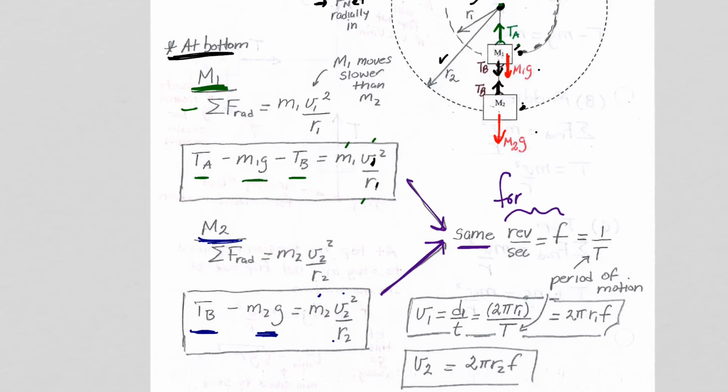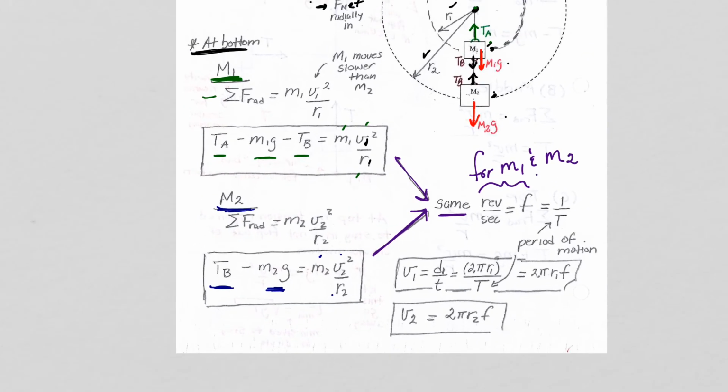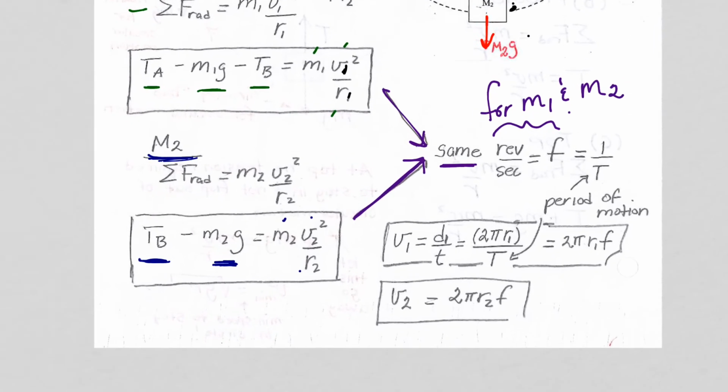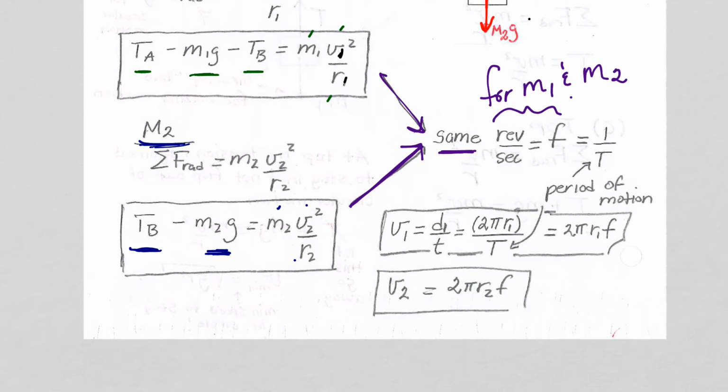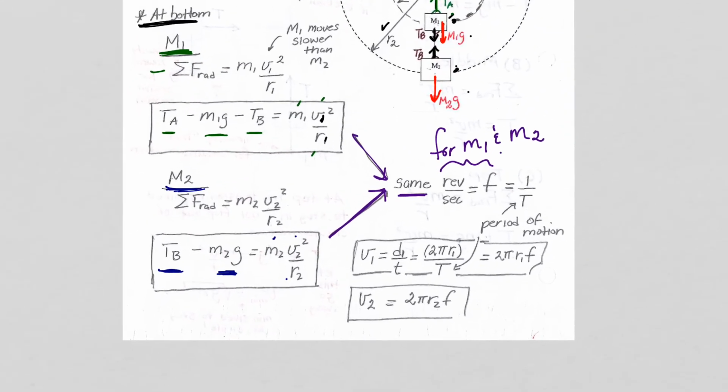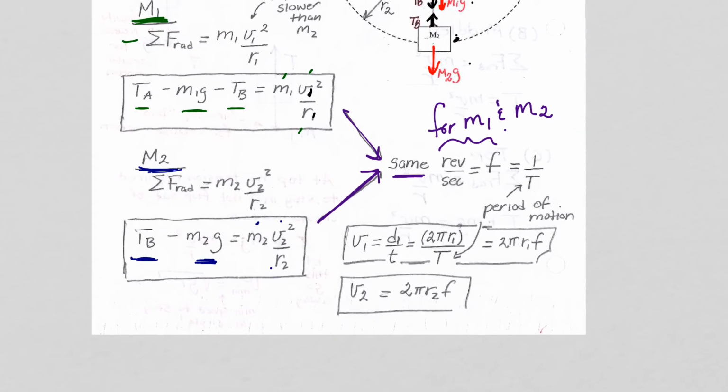for M1 and M2. So I don't need a separate index for frequency or for time. So this is going to be the key to solving this problem. Speed equals distance over time, and the distance is not going to be the same for M1 and M2. Remember, the distance for M1, the inner mass, which I was doing in green, M1 is going to have that shorter distance, 2 pi r, but the period of motion I don't need an index on.